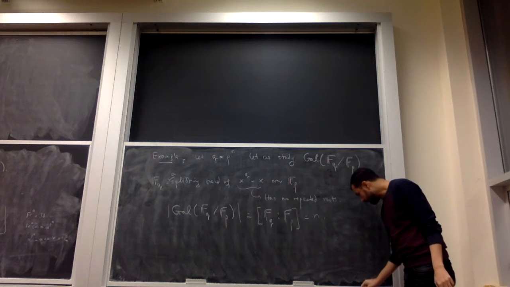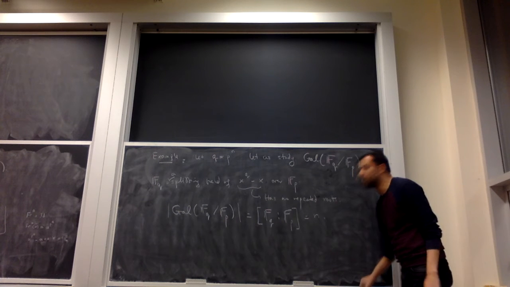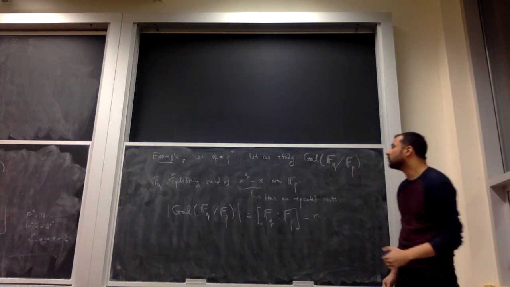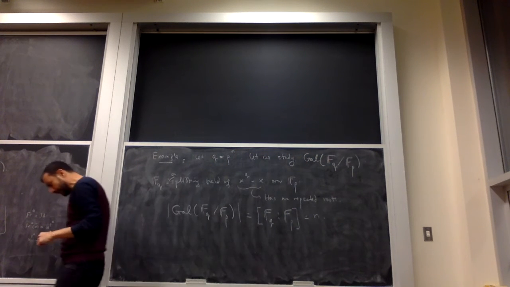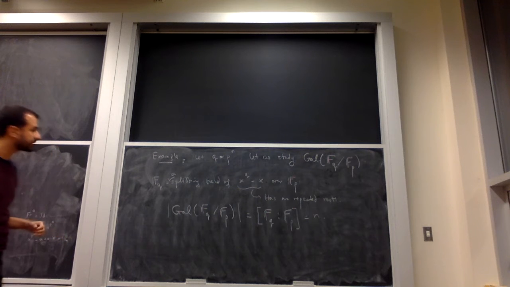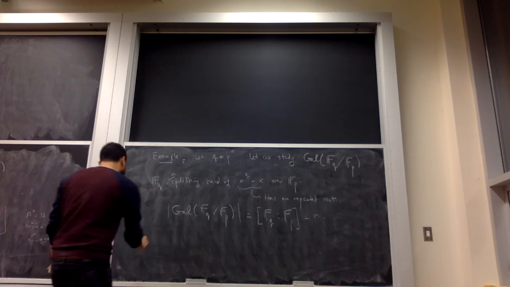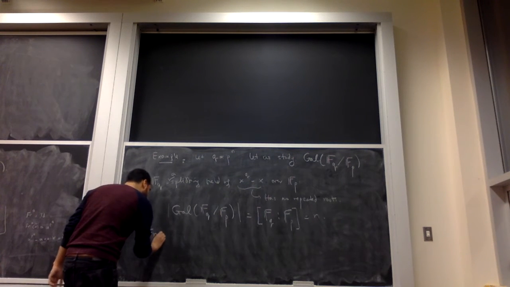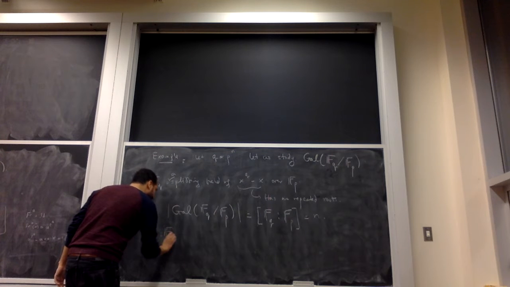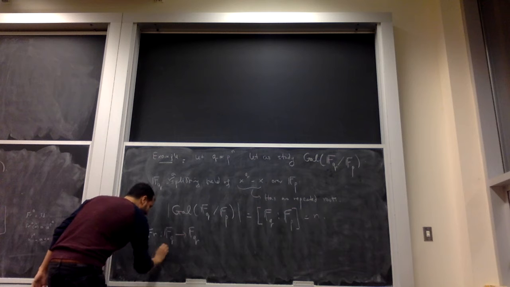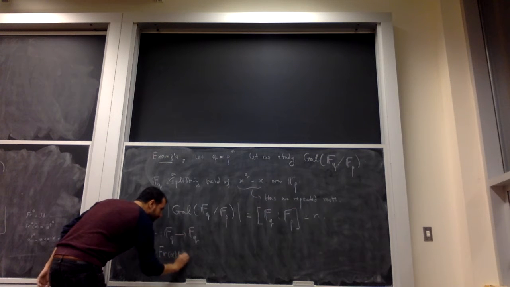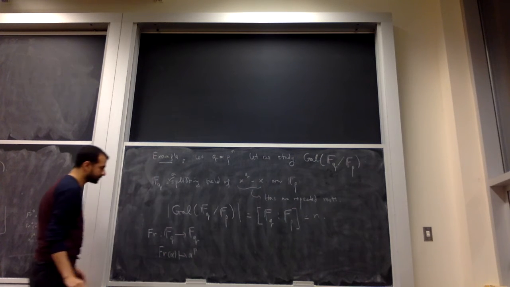Do we know one element there? Well, of course, identity is there. Do we know one non-trivial element in that Galois group? Exactly, the Frobenius. So the Frobenius, going from F_Q to F_Q, sending any alpha to alpha to the power of p.